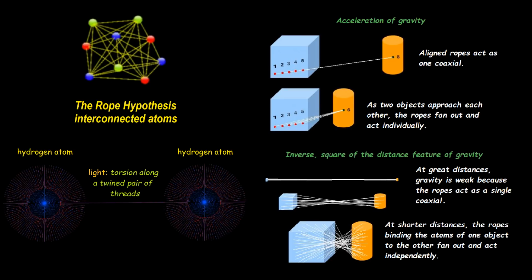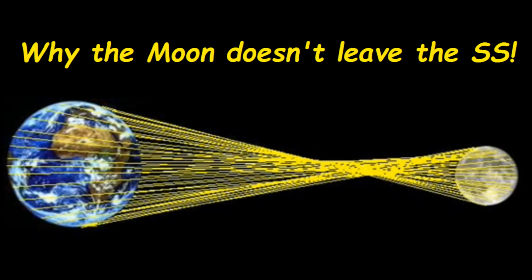We can also use this model for gravity. Why doesn't the moon fly away? Well, there you see why it can't. Because all atoms in the moon are connected to all atoms on Earth.